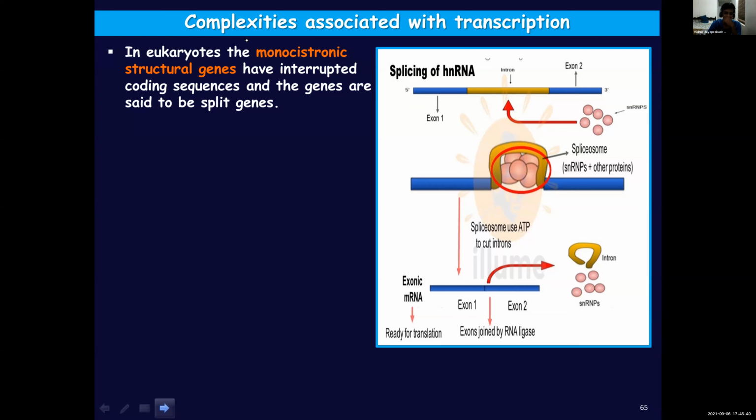Okay, Punya, what is polycistronic gene? Many polypeptides are coded by it. Once again. It will code for many polypeptides.